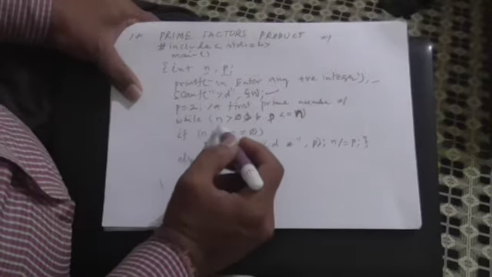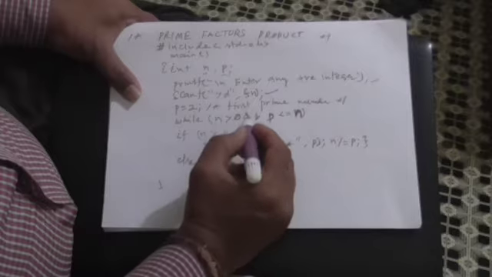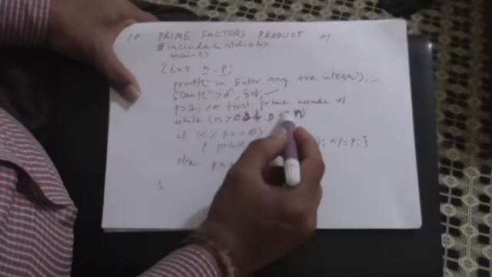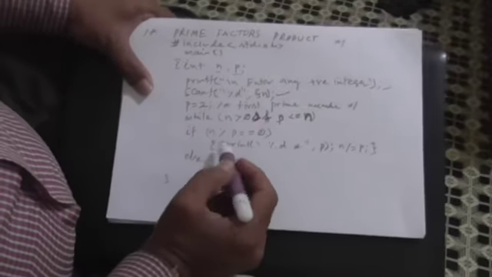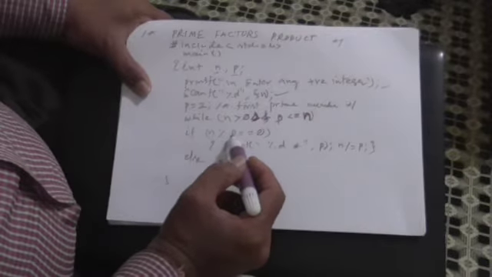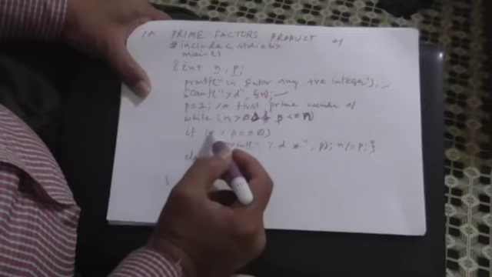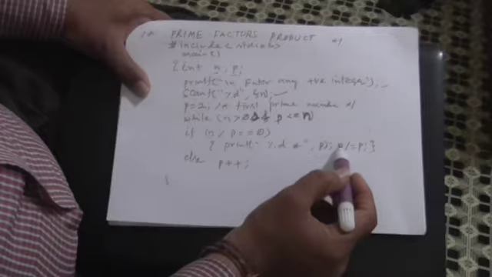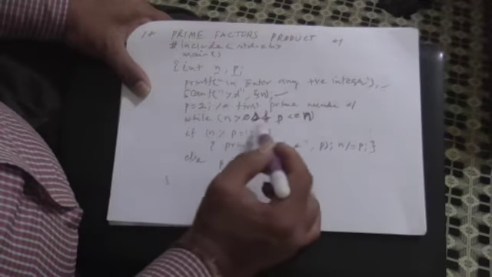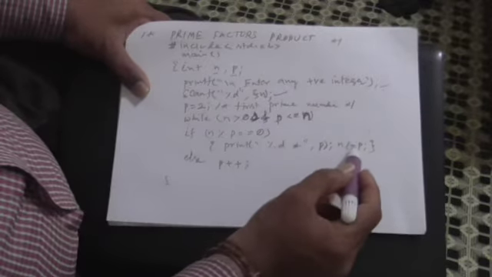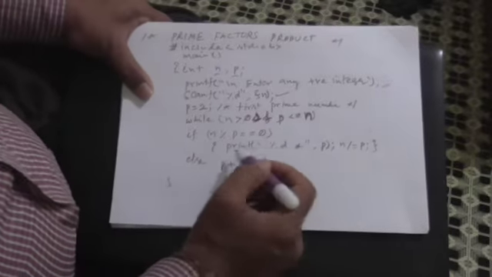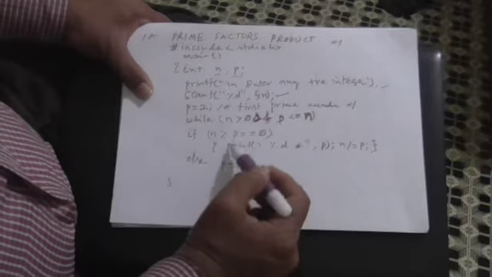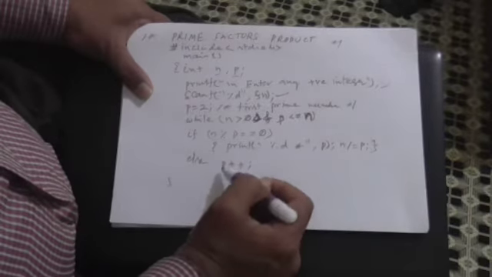And I have used a condition that while n is greater than 0 and p is less than or equal to n. And if p divides n, say n mod p is 0, then printf that p and reduce the number by dividing it by p and taking the quotient. Supposing this doesn't divide, then increase the value of p.